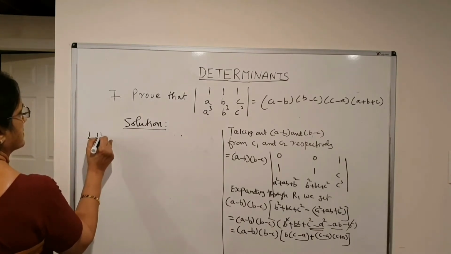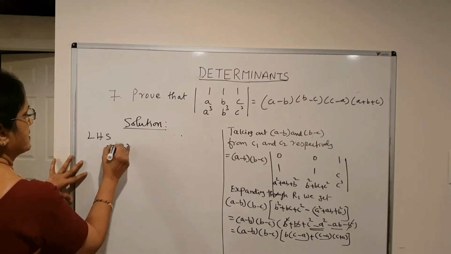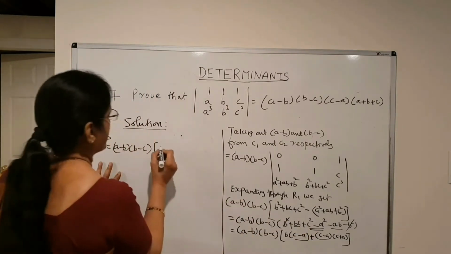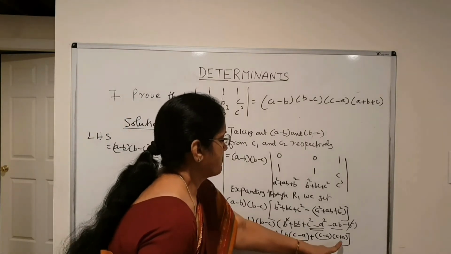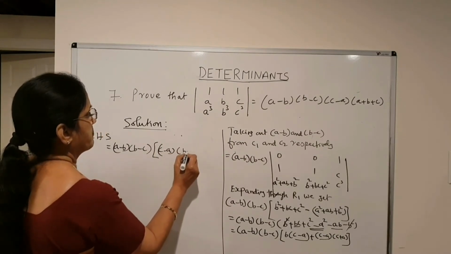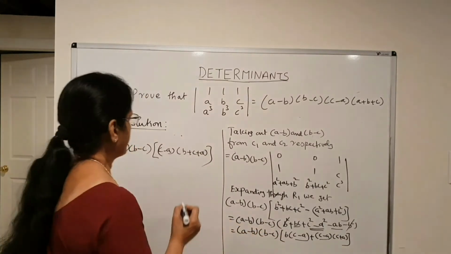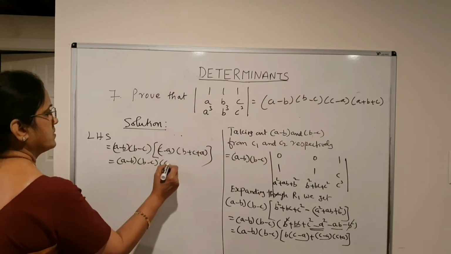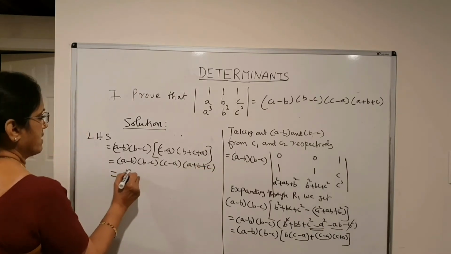LHS will be equal to A minus B into B minus C into, inside the bracket, C minus A, what is left? B plus C plus A is left. This is a simple factorization, that's all. Now, which is A minus B into B minus C into C minus A into A plus B plus C, which is your RHS.